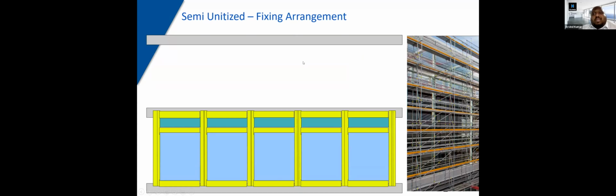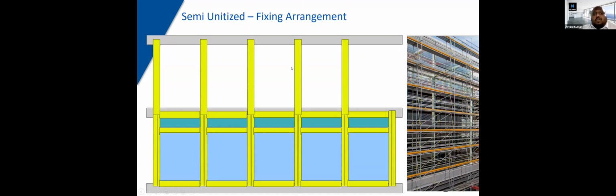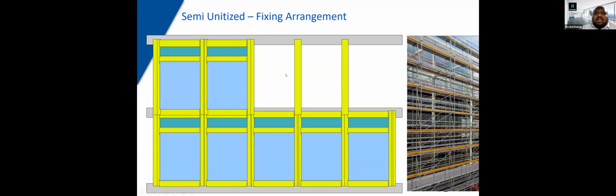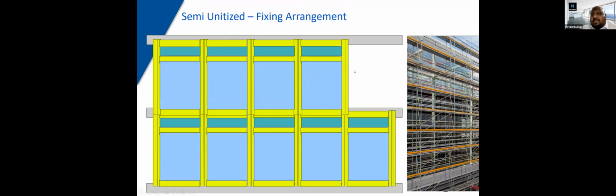semi-unitized system is quite different. You still need the formwork because you're placing your mullions on the grids, but you're bringing your panels from the factory ready to be installed. So there is no site work on glazing or applying silicone. So the quality of work is much better and much faster compared to a standard stick curtain wall system. So this is very important to note on how the system is installed.